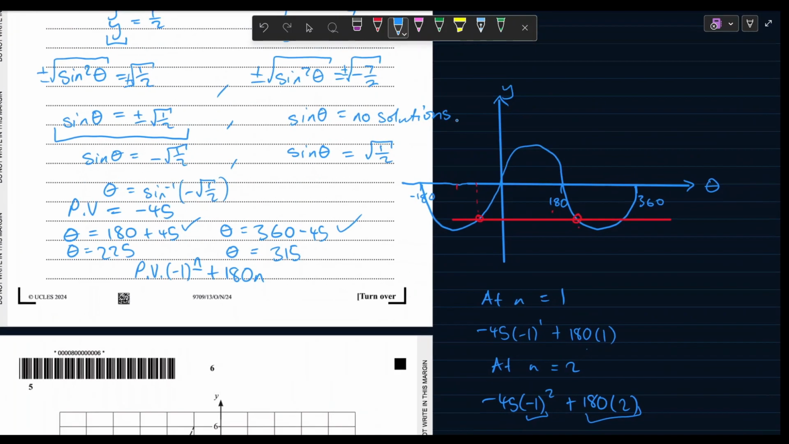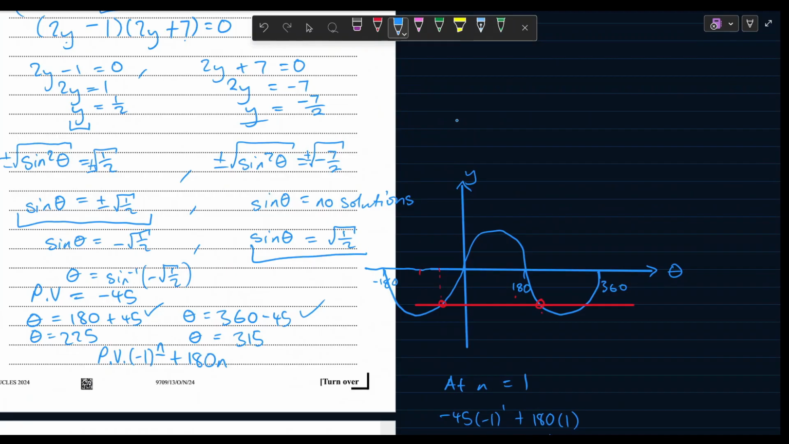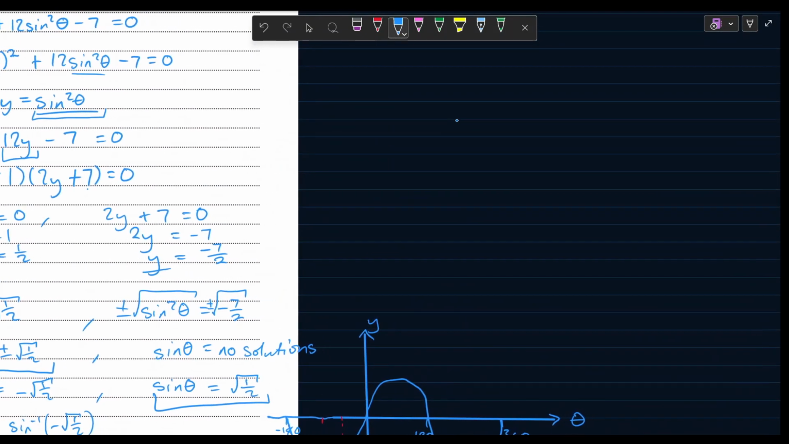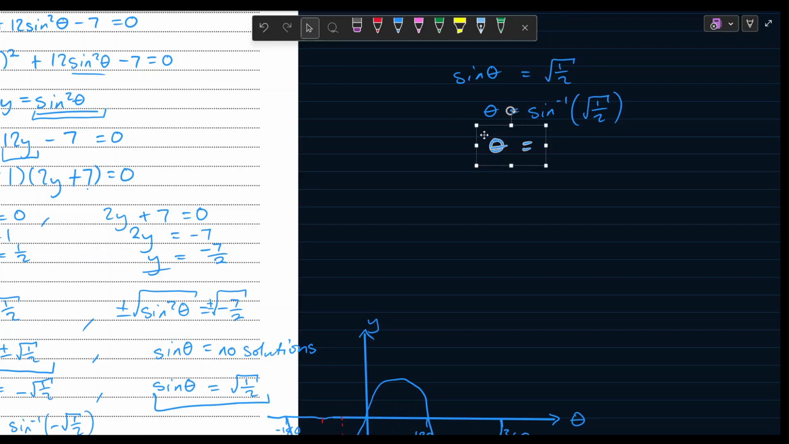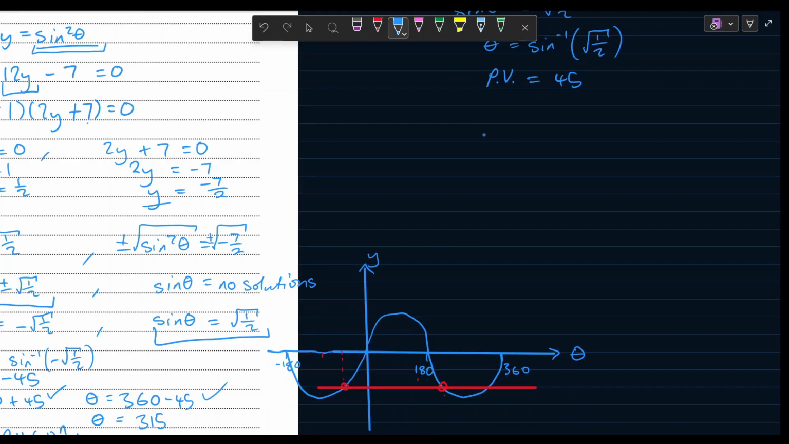Now let's check to see if we've got any solutions from this equation. Sine theta is equal to root half. We can solve it here. Sine theta is equal to root 1 over 2. So theta is equal to arcsine of root 1 over 2. Let's punch that into the calculator. That is arcsine of root 1 over 2. That gives us 45. So theta is 45. I'll write this as our principal value. Our principal value is 45. And we can check to see if we have any other solutions.